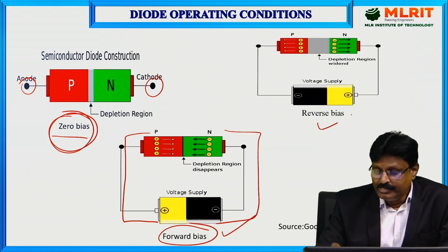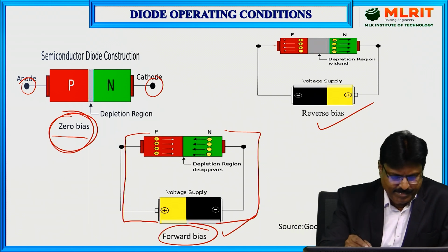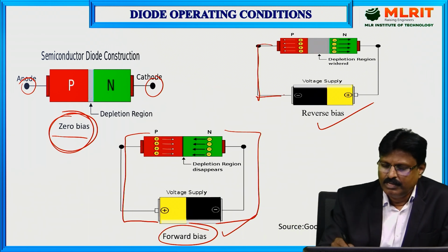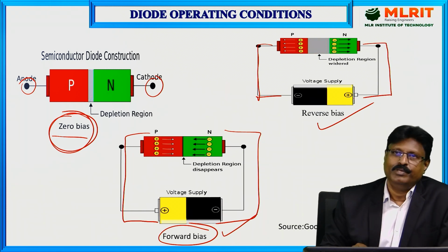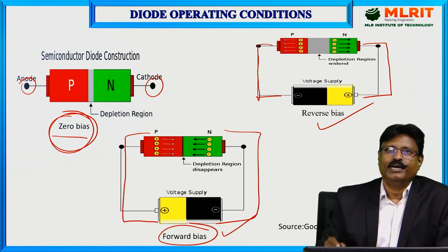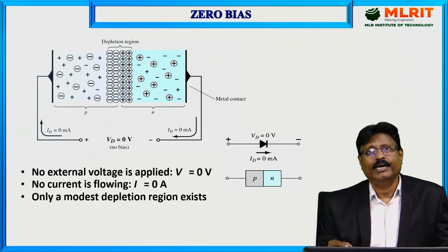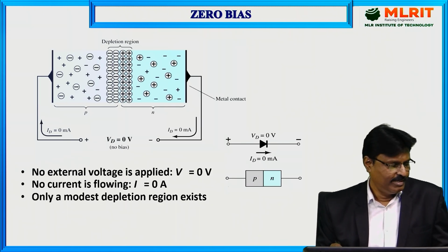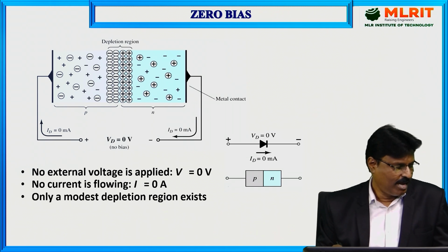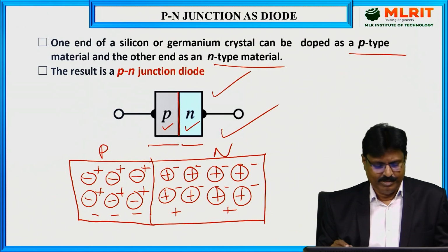Next, third one, reverse bias. So as you can see here, the P, that means anode, is connected to negative terminal of the battery and cathode is connected to positive terminal of the battery, just in a reverse manner. Okay. So these are the three different operating conditions. One by one I will be explaining. First I am taking the zero bias. So before taking the zero bias, let us have a glance at this PN junction diode, how to represent it.